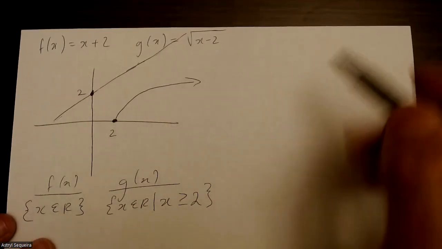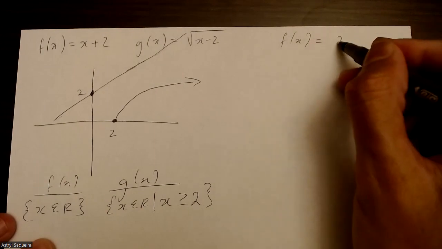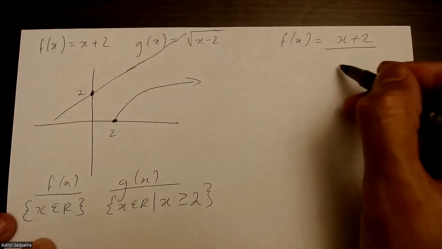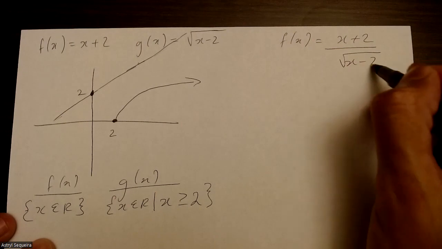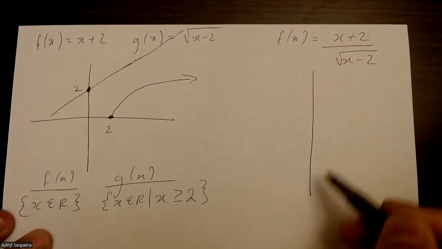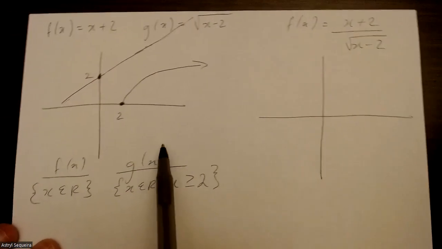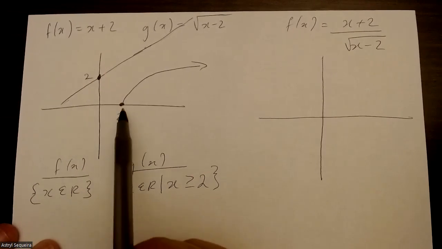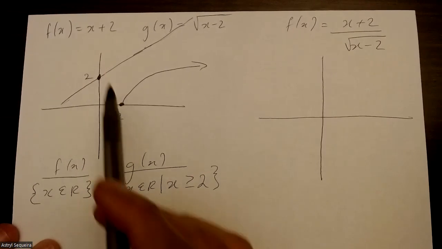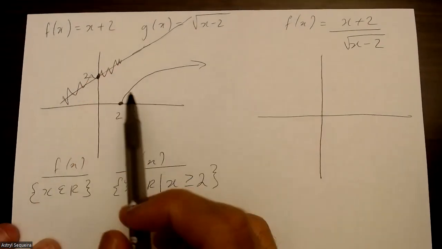So now if I want to sketch the quotient of these two functions, it's just f of x equals x plus 2 divided by root of x minus 2. So let's do a little bit of a sketch for this one. Let's refer to the original. I know that my domain starts at 2, so I don't look at any of this at all because none of that is relevant.